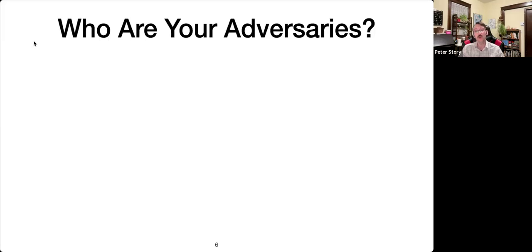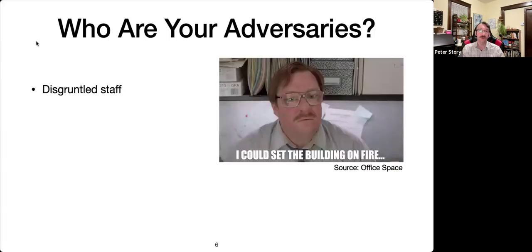Next, let's talk about who are your adversaries. So many potential adversaries. For example, disgruntled staff. So someone who is trying to retaliate against their employer. They could steal devices. They could burn down the building as an office space. All sorts of things that someone with insider access could do.